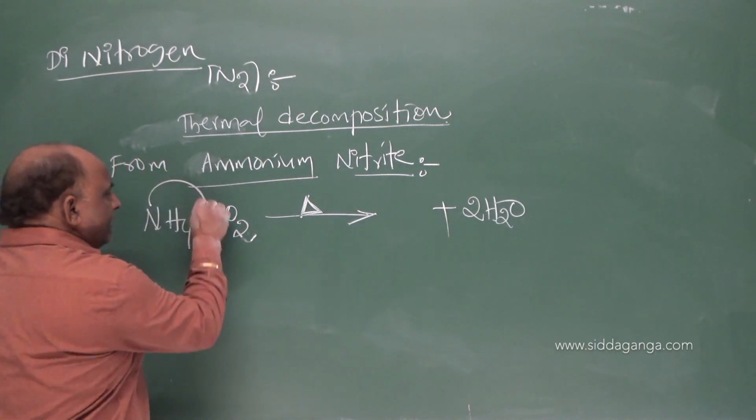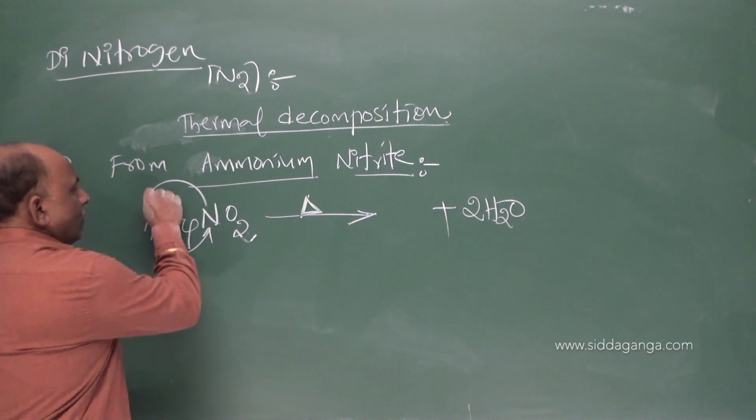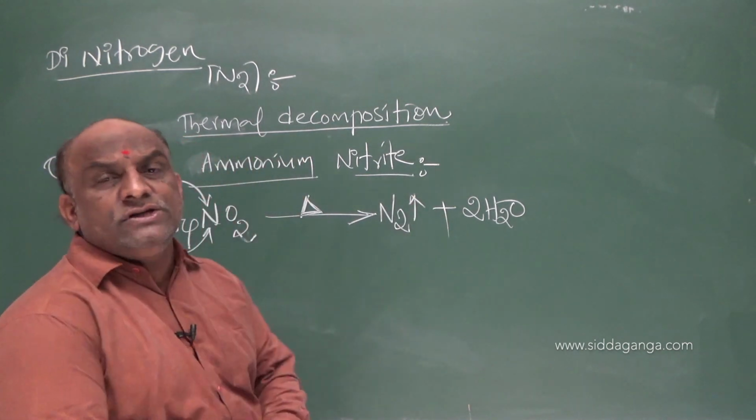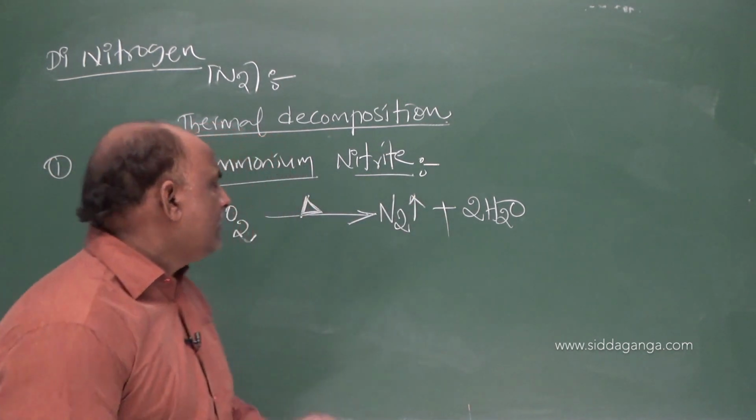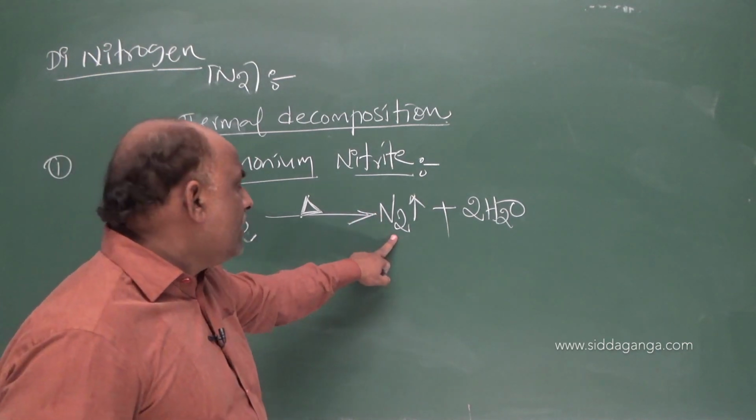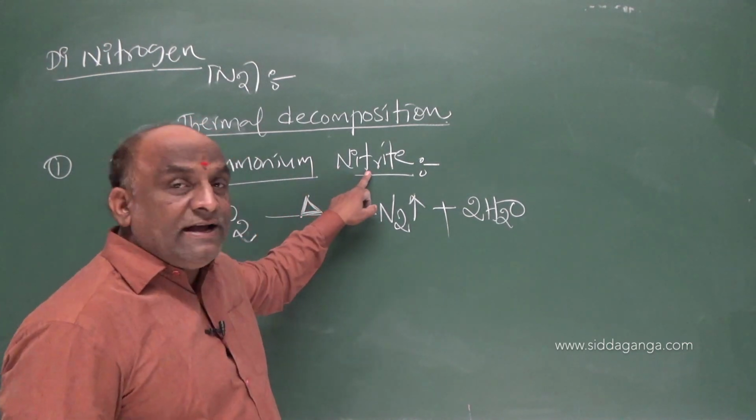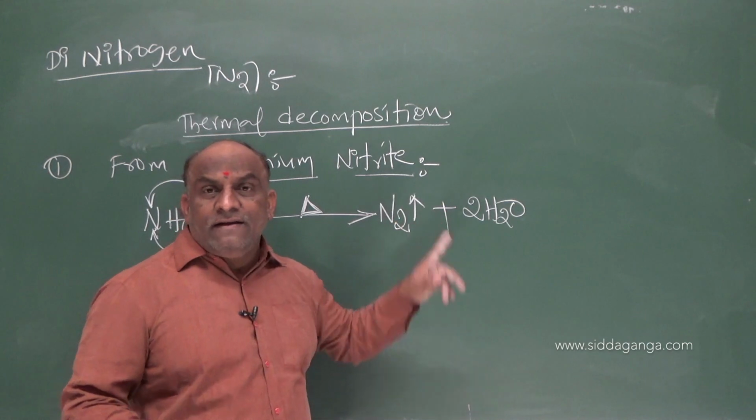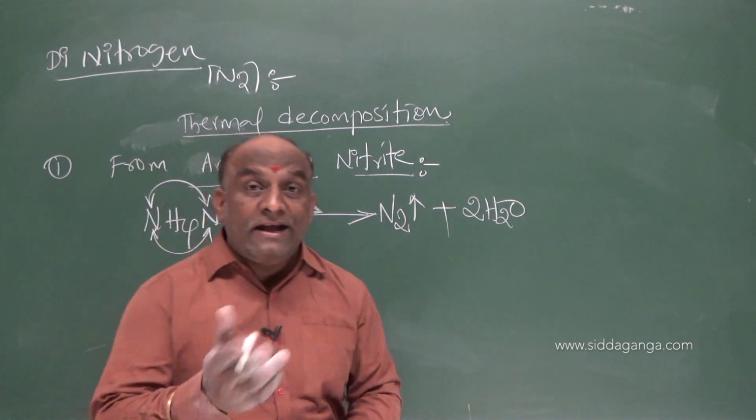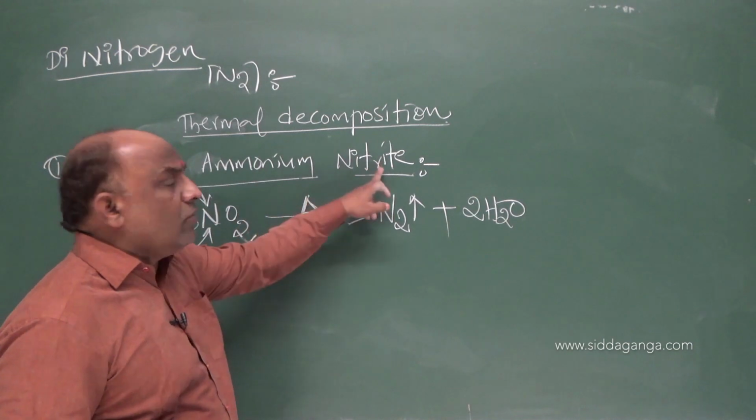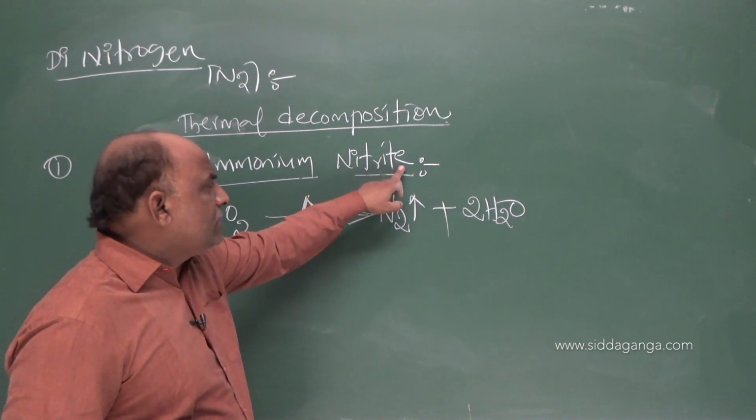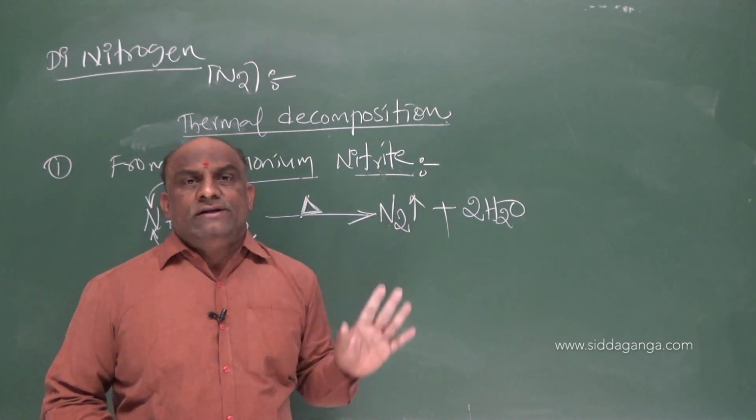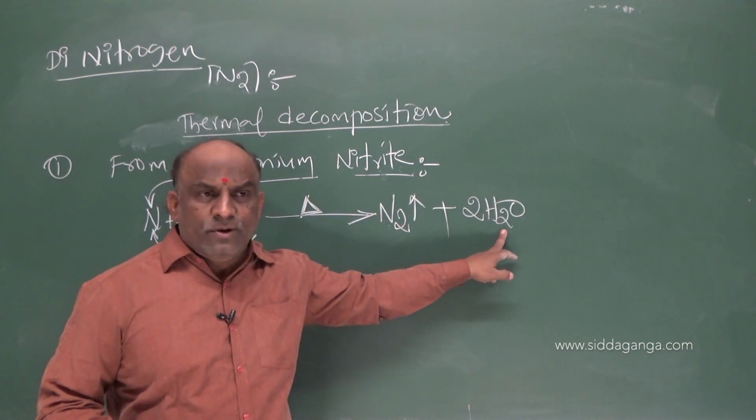What will be the remaining part? The remaining part is 2 nitrogen atoms, which can be written as N2 gas, dinitrogen. This is a very important reaction: the thermal decomposition of ammonium nitrite. Remember, this is nitrite; there are some more compounds that are nitrate. Thermal decomposition of ammonium nitrite gives dinitrogen gas on elimination of water.